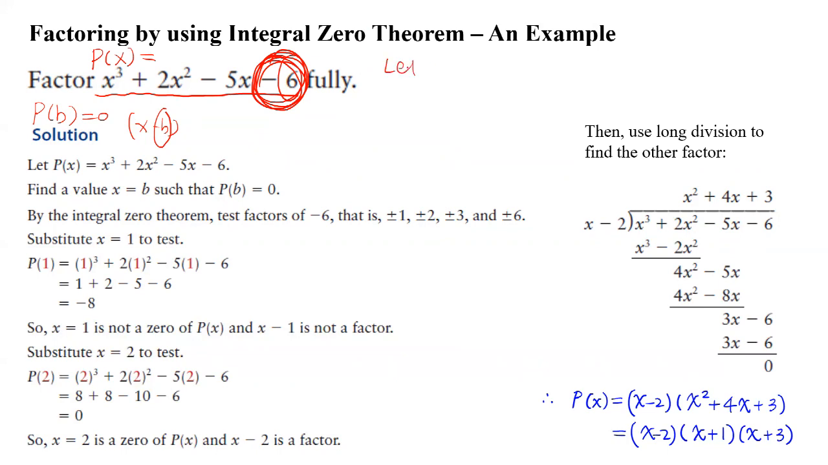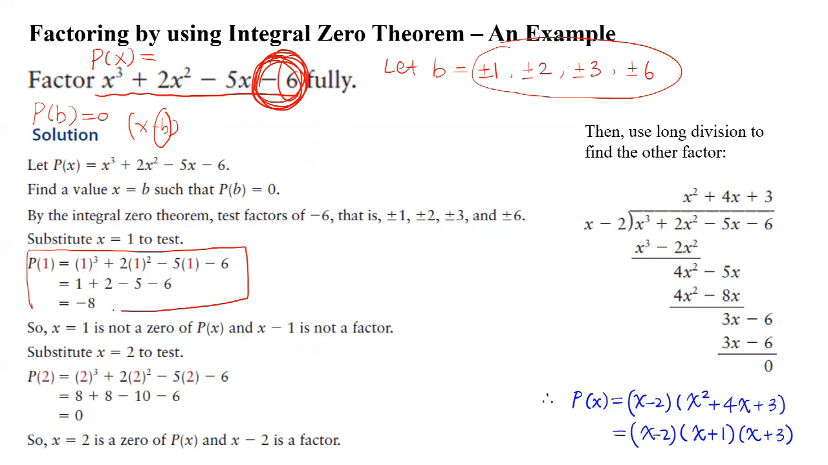So we can let b equal all possible factors of the constant term, which are positive or negative 1, positive or negative 2, positive or negative 3, and positive or negative 6. We only need to check these numbers to see if they can make P(x) 0, right? So usually we start with the simplest number, which is 1. If we check P(1), we get minus 8, which is not 0, right? This is not what we want, so we keep checking.